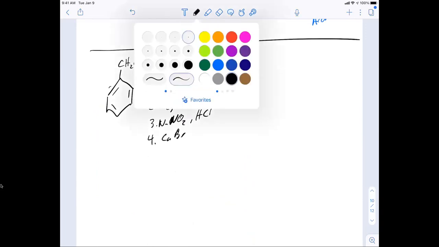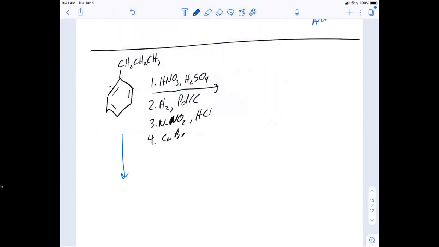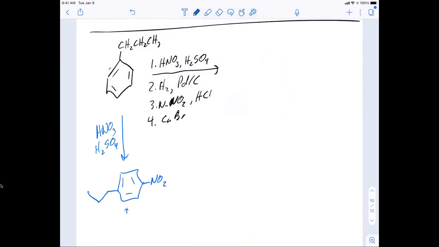Okay. So let's start to break that down. If we add HNO3, going back several weeks, that's going to be nitration. We could also have some ortho, but with the propyl group on there, the para is probably going to be the major product. Then what happens when we do hydrogen and palladium on carbon? Okay, we reduce that down to the amine.